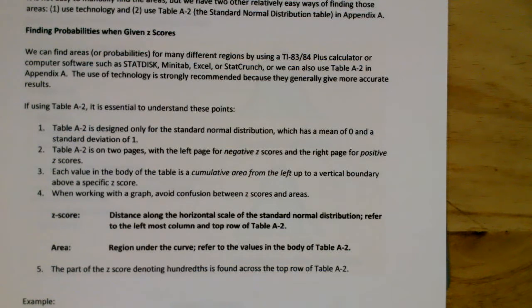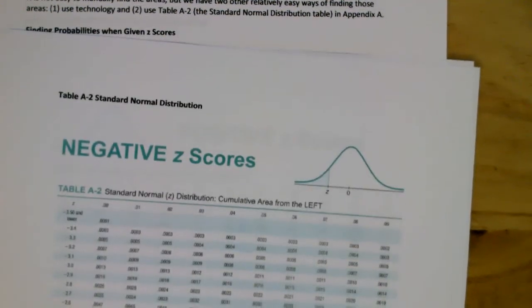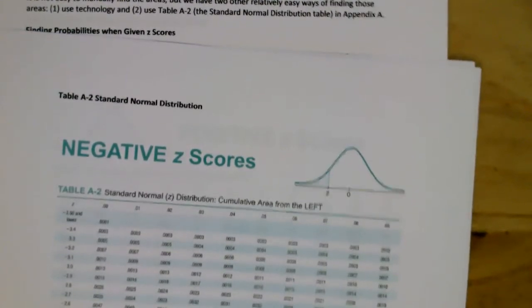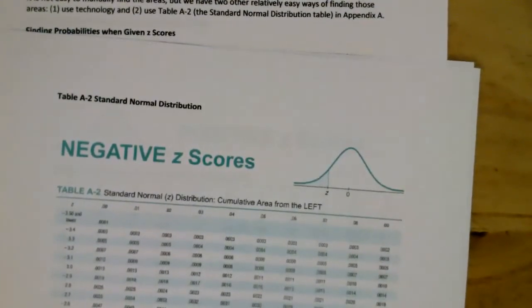So if we're using table A-2, which is what we'll do in this video, it is important that you understand these points. In number 1, it says table A-2 is designed only for the standard normal distribution, which has a mean of 0 and a standard deviation of 1. Number 2, table A-2 is on 2 pages with the left page for negative z-scores and the right page for positive z-scores. So those 2 sheets that I showed you, that first sheet is for negative z-scores, and then the next one is for positive z-scores.